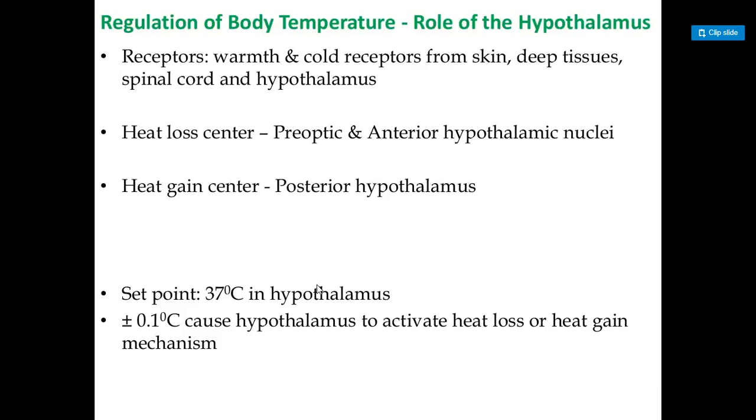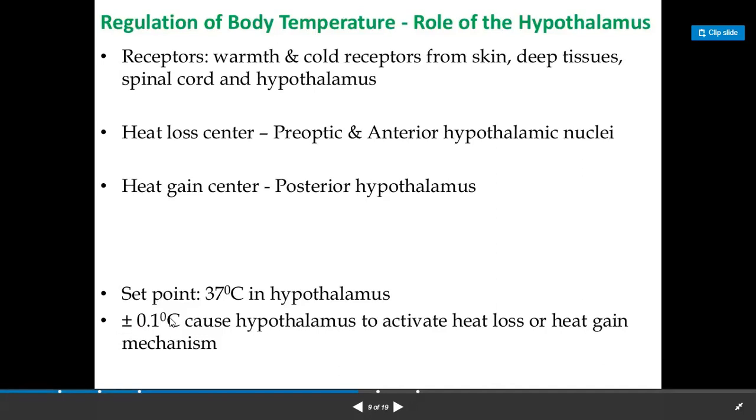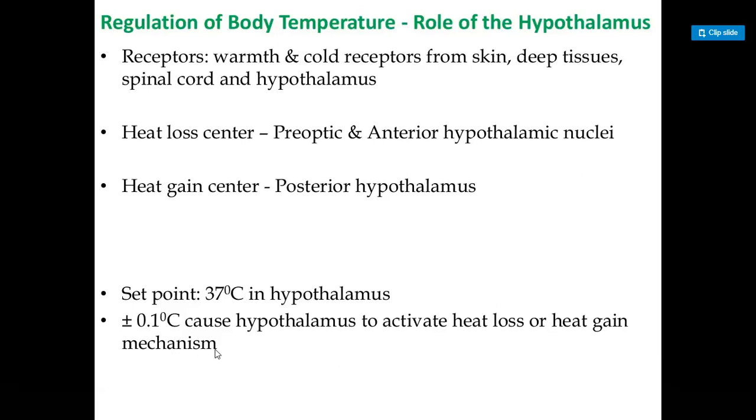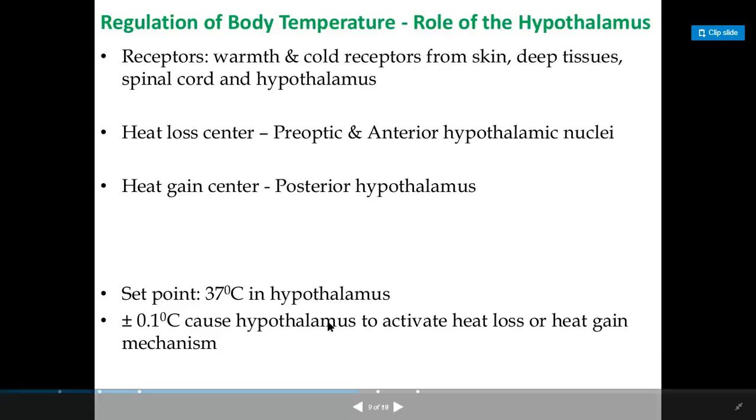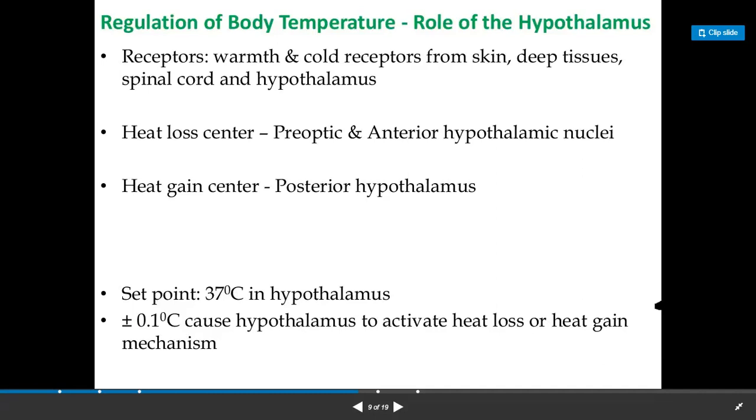So if your body temperature falls, for example, to let's say 36 or 35 degrees Celsius, your hypothalamus increases the set point to 37 and causes your body to react in such a way as to increase your body temperature to that set point of 37. So plus or minus 0.1 degrees Celsius change. Any change in the temperature will cause the hypothalamus to activate heat loss or heat gain mechanisms. All the mechanisms we talked about just now in the skin, the shivering, the vasoconstriction and all of that, it is the hypothalamus that initiates the heat gain and the heat loss mechanisms.